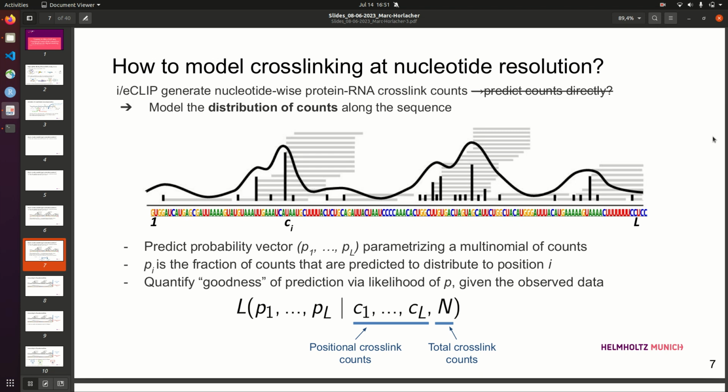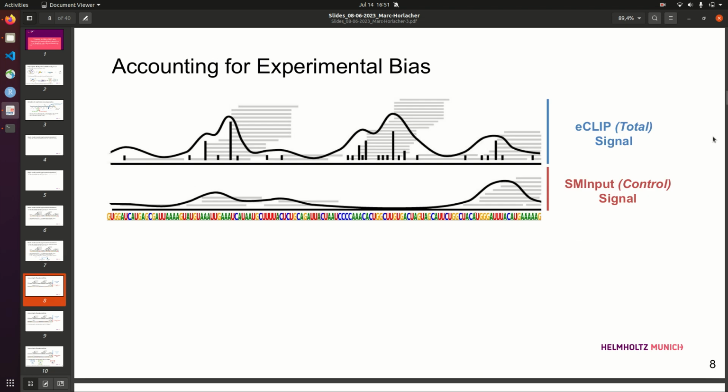Then, by computing the negative log of this likelihood, we basically computed a loss, which we then can use to train a model via gradient descent. The issue with CLIP, so eCLIP as well, is that it's subject to technical biases. For example, often when one targets a specific protein of interest with an antibody, there's co-purification, so that the target library is enriched with crosslinks of other RBPs.